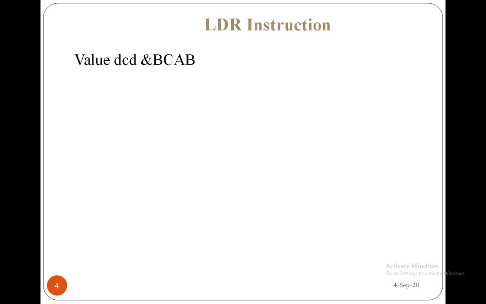Now, another way of storing data and using LDR: consider I am writing a statement like this in the program: VALUE DCD &BCAB. DCD means we are allocating a defined constant word, that is, we are allocating word-size space, 32 bits, in the memory. BCAB is the data we are storing in the memory, and the variable for it is VALUE. VALUE is the variable we are using to refer to the data.